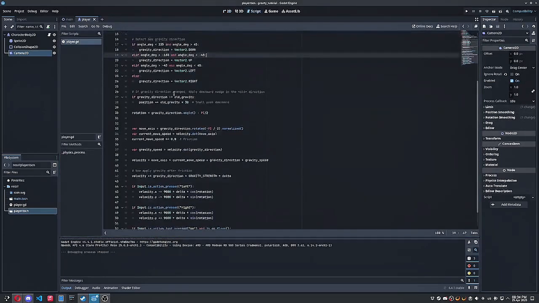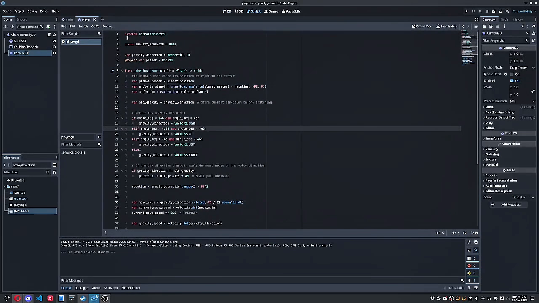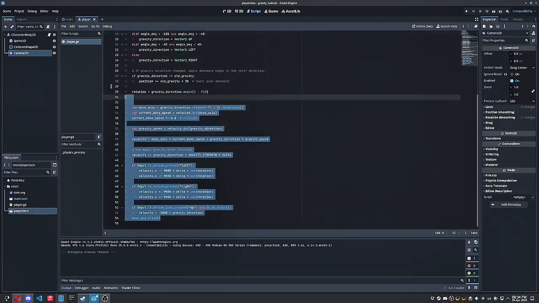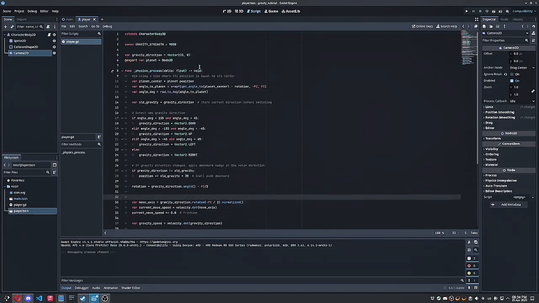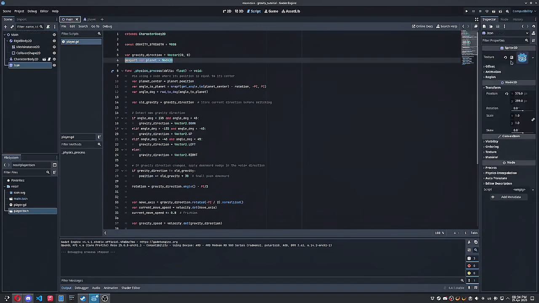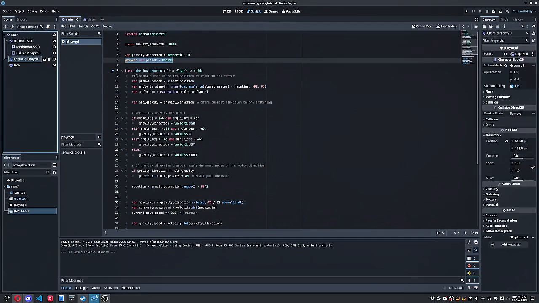So the code is the fun part. I'm not going to go line by line because there are 55 lines and this will take really long to explain. So I'm going to go chunk by chunk. First is this chunk. In this chunk we have extends character body 2D, which gives us access to all the functions inside of the character body 2D node. Then we have our gravity strength constant, our gravity direction vector, which we can set to whatever we want to change what direction our gravity is. And then we have our planet node in our export scene, which we can set right here.